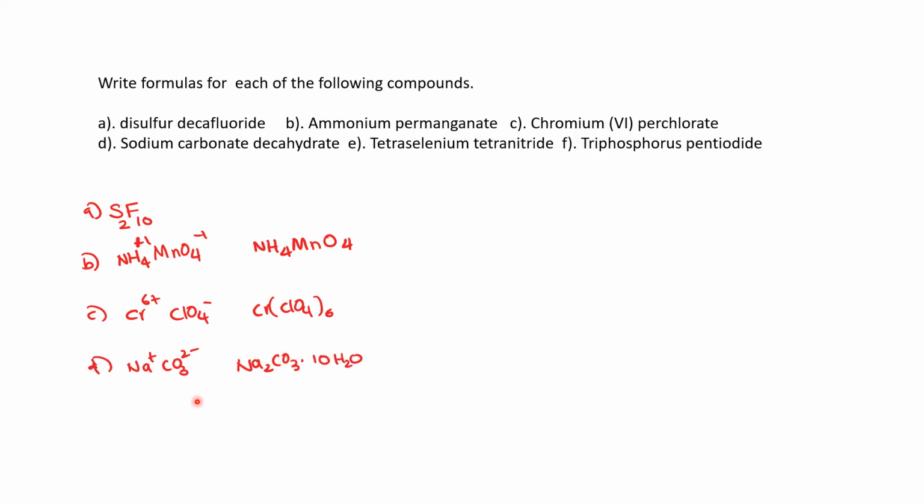Sodium carbonate decahydrate. Sodium carbonate is sodium +1, and your carbonate is 2-, and you are going to end up with Na2CO3 dot decahydrate means 10H2O.